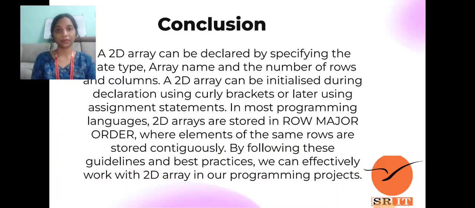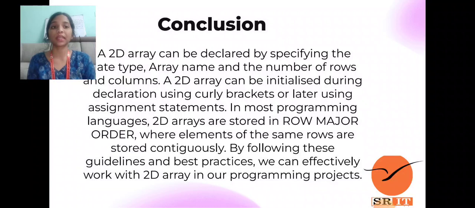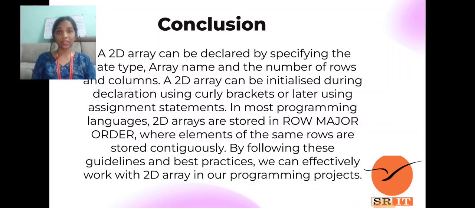Then, conclusion. We conclude that a 2D array can be declared by specifying the data type, array name, and the number of rows and columns. A 2D array can be initialized during declaration using curly braces or later using assignment statements. In most programming languages, 2D arrays are stored in row major order, where elements of the same rows are stored contiguously. By following these guidelines and best practices, we can effectively work with 2D arrays in our programming projects. This is all about the declaration and initialization of 2D arrays.